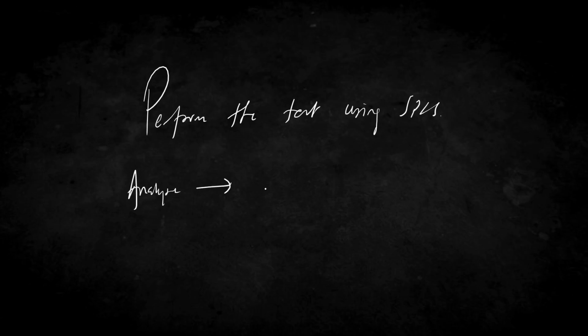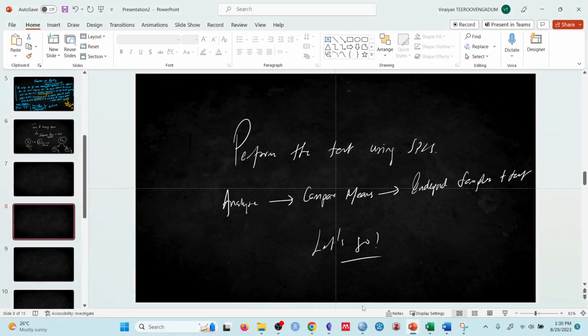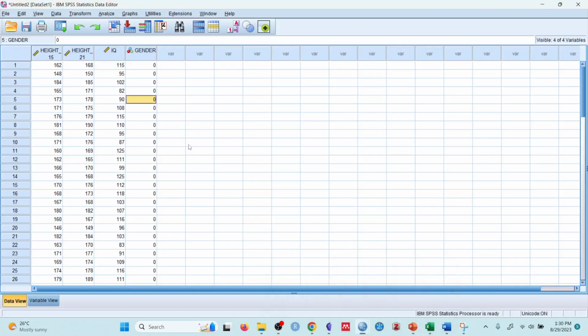So what we do now, we're going to perform the test using SPSS, and as we're going to see, it's quite straightforward. We'll just go on analyze, compare means, and we choose independent samples t-test. Okay, so let's carry out the test. Let me switch now to our software.